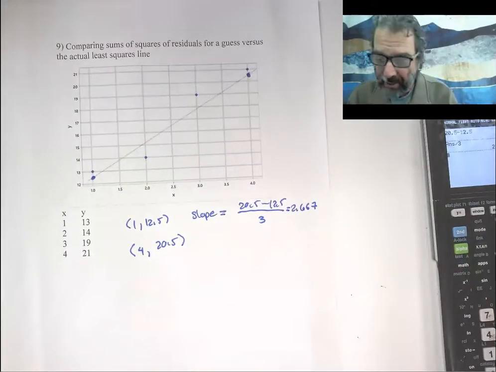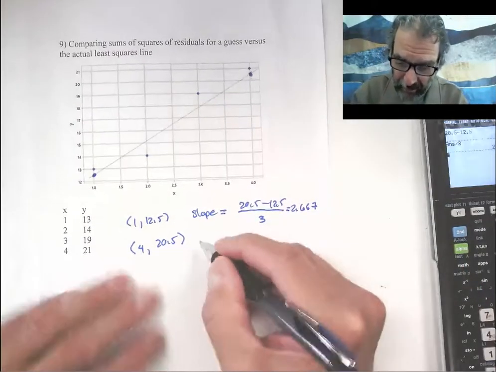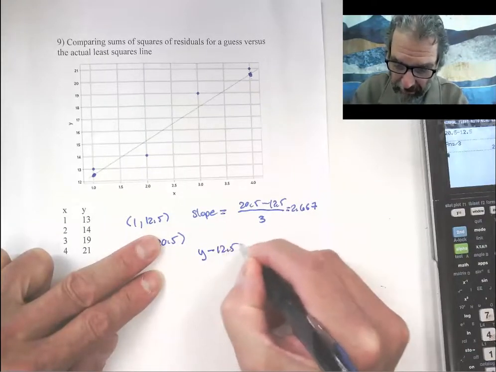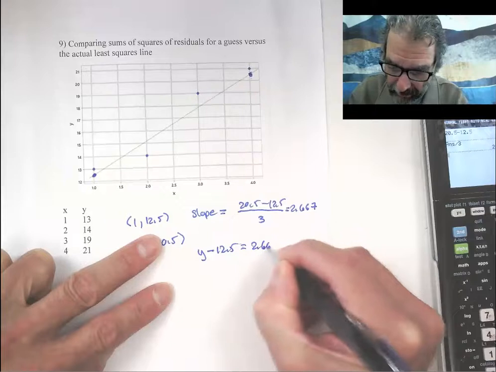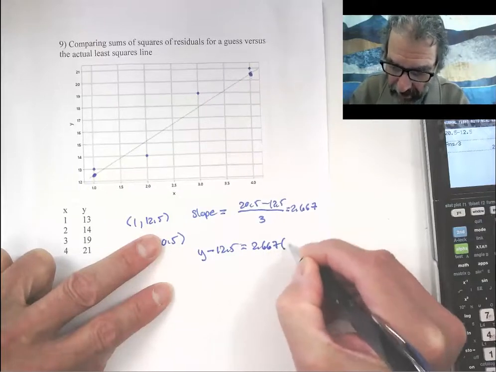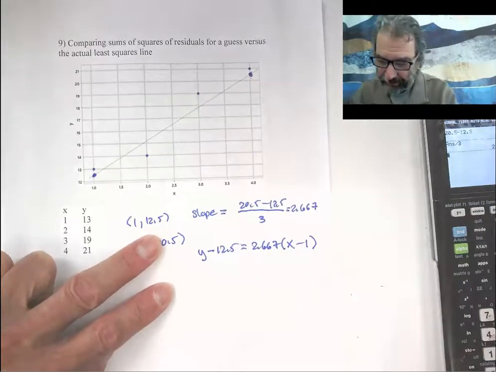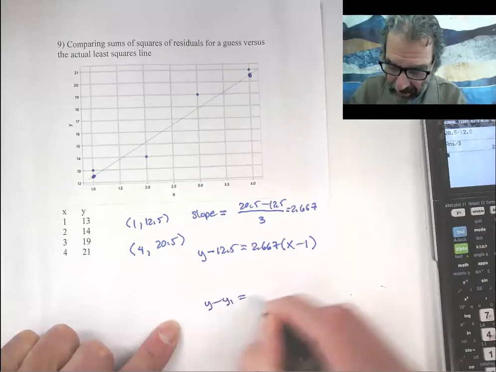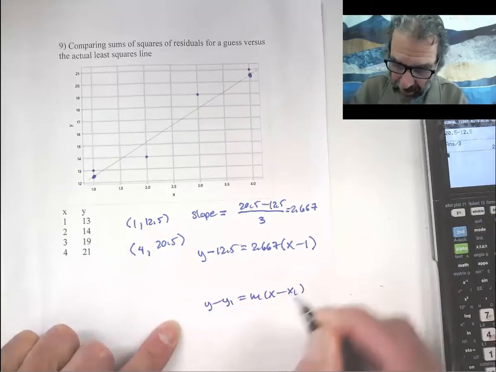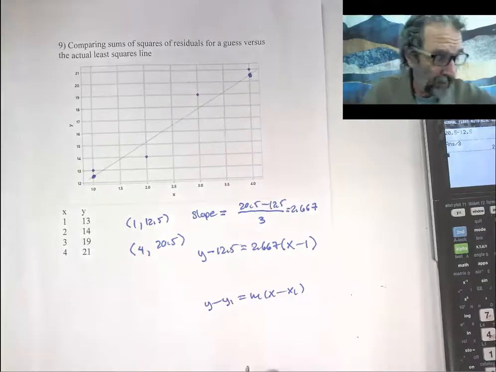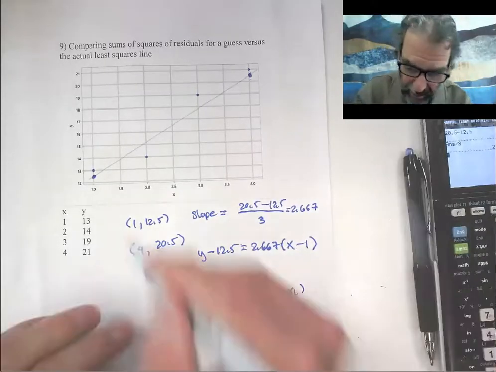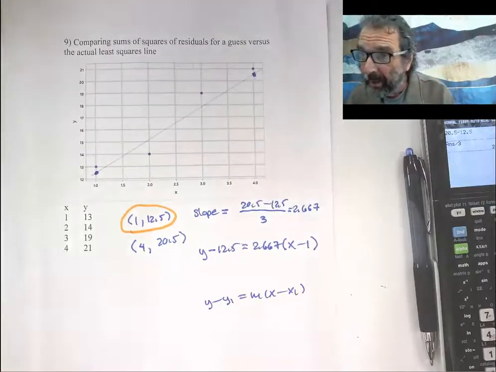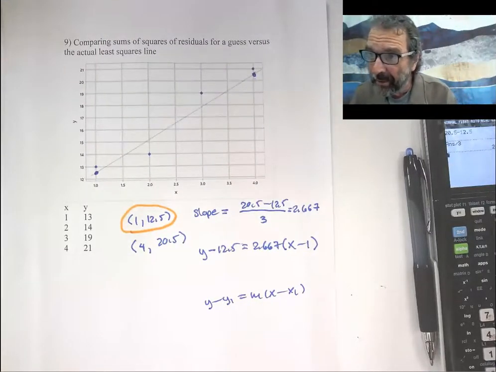And then we'll write the equation. We'll use this first point. That's the point slope form: y minus y1 is m times x minus x1. We're using that first point as our point. So, y minus the y, x minus the x, the slope is in there.